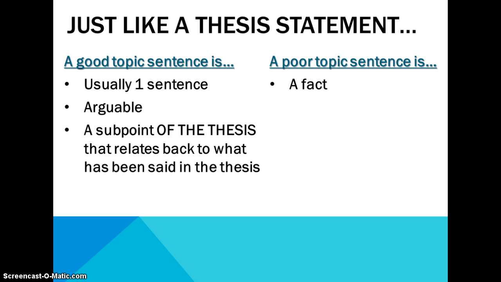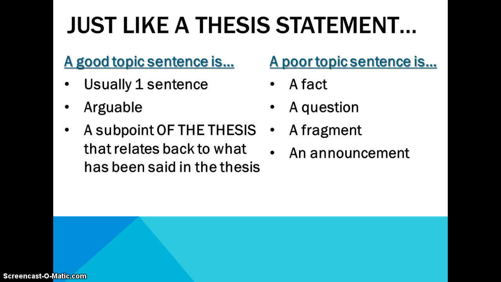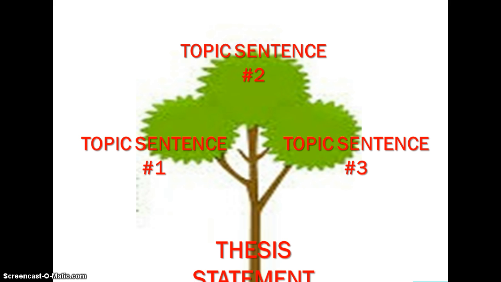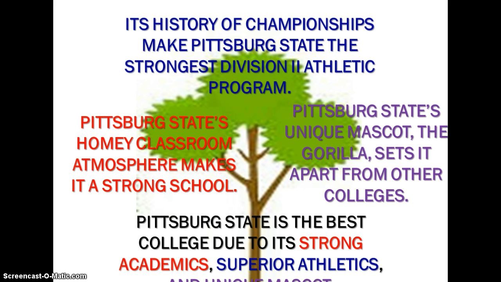Conversely, a poor topic sentence would be, just like a poor thesis statement, a fact, a question, a fragment, or an announcement. We want to typically avoid those things. Another visual for you guys to help you think, sometimes this helps students to think of a thesis statement like a tree trunk, and the topic sentences are branches coming off from that. So I've given you another color-coded example here, and if you want to go ahead and pause your video and take a look here, this is another example to really plant that analogy in your mind.